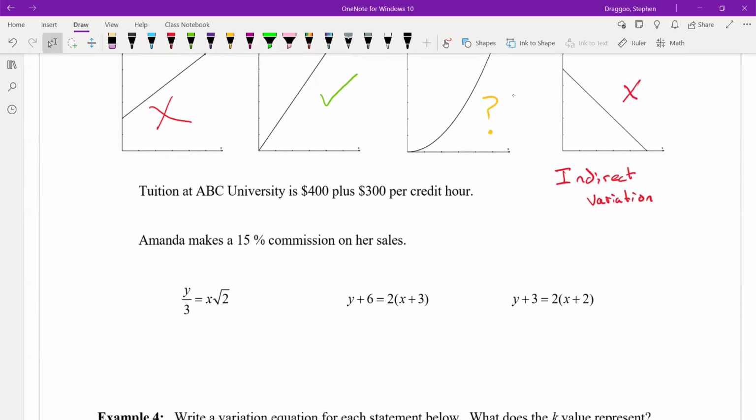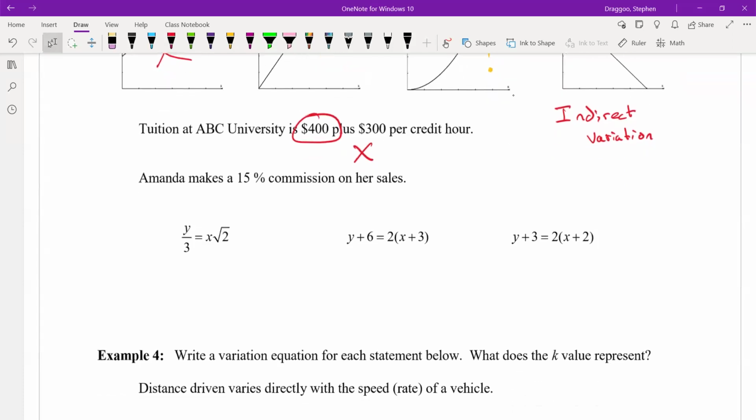Few other examples. If tuition at ABC University is $400 plus $300 per credit hour, that's going to not be direct variation because that $400 fixed cost makes it not direct variation. But if it were just $300 per credit hour, then it would be.